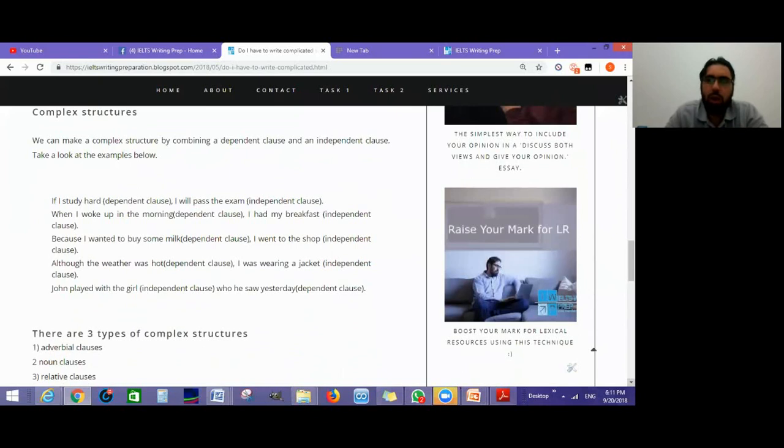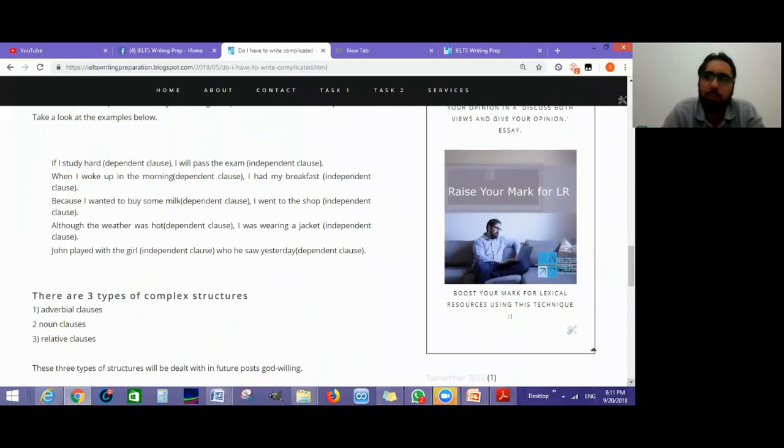So how we make complex sentences is we combine dependent with independent to make one sentence. So if I study hard, dependent clause, I will pass the exam. When I woke up in the morning, dependent clause, I had my breakfast. Because I wanted to buy some milk, dependent clause, I went to the shop. Although the weather was hot, dependent clause, I was wearing a jacket. Independent clause, John played with the girl, independent clause, who he saw yesterday. Okay, and that is the dependent clause.